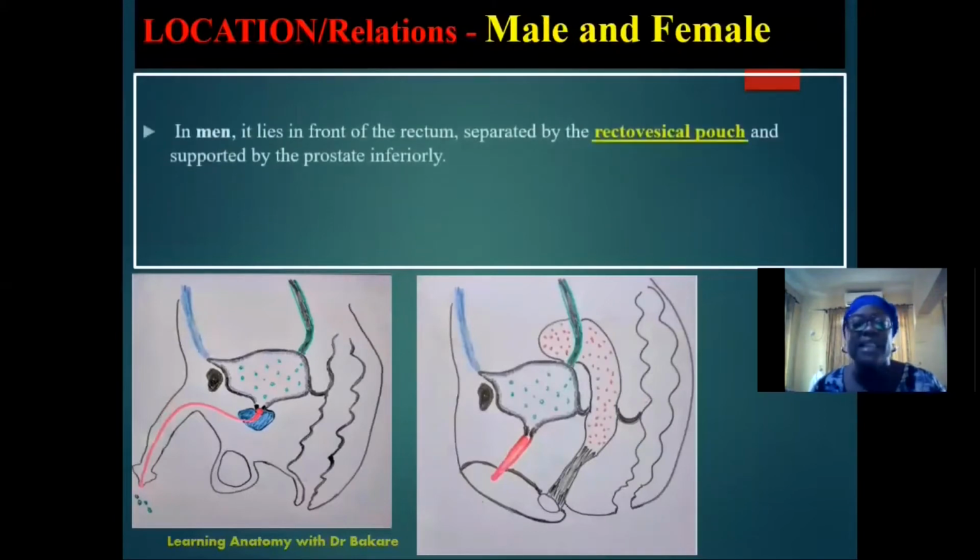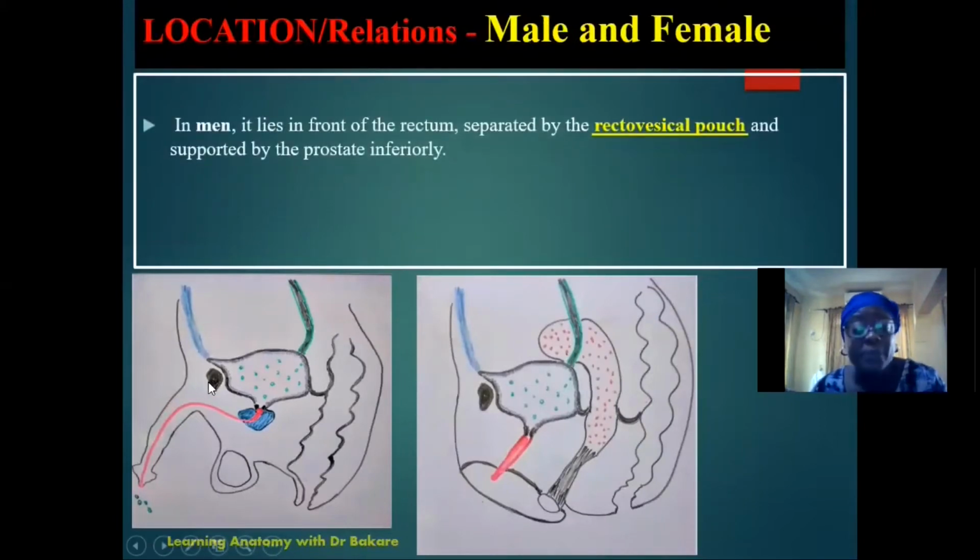In terms of relations, in male, we have the pubic symphysis and we have the urinary bladder located behind it. Posterior to the urinary bladder, we have the rectum. This links to the gastrointestinal tract. So we have the rectum behind the urinary bladder. We have a pouch that connects the urinary bladder with the rectum. This is the rectovesical pouch.